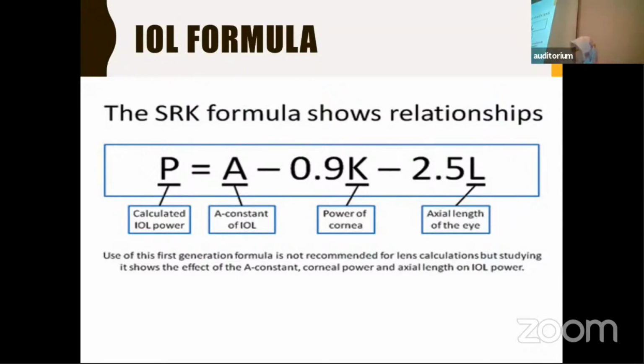As you can see, this basic formula only uses three variables. A constant is a fixed number set by the lens supplier. We are unable to adjust it, but we can try to minimize the outcome error by providing good measurement of axial length and cornea measurement.